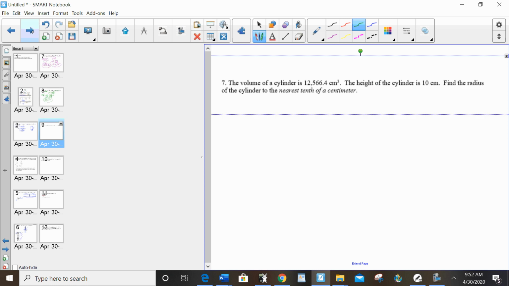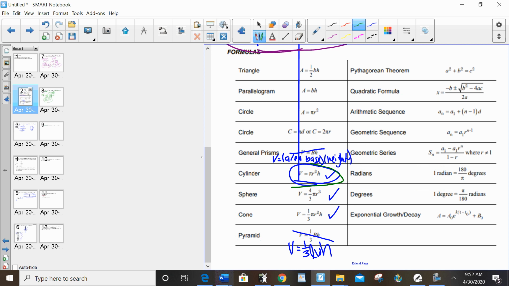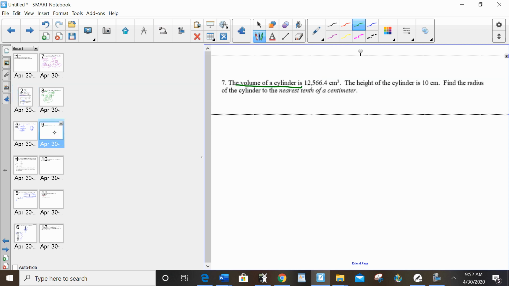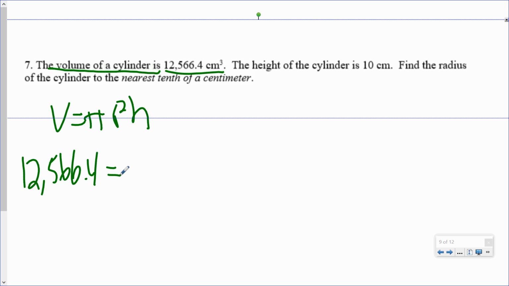The volume of a cylinder. All right, volume of a cylinder. I go to my reference sheet, volume of a cylinder, pi r squared, V equals pi r squared h. So V equals pi r squared h. It's telling me the volume, so that means that V is 12,566.4. The radius is, I don't know, it's what it's asking me for.